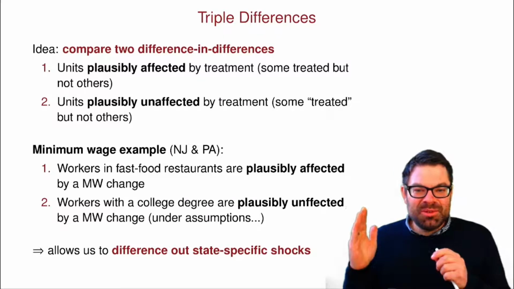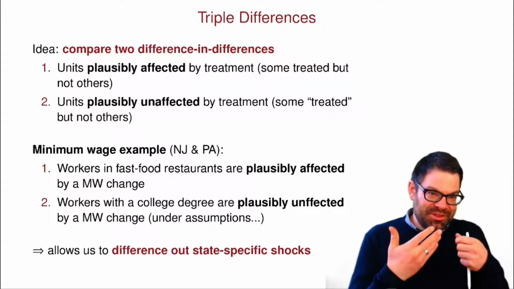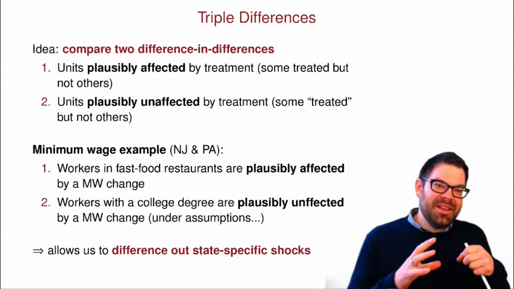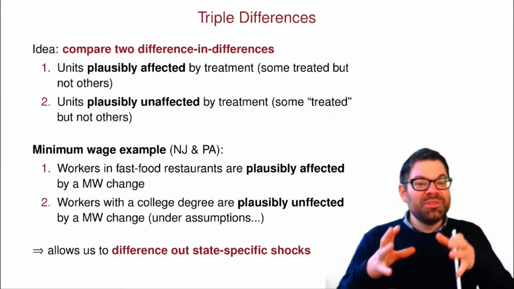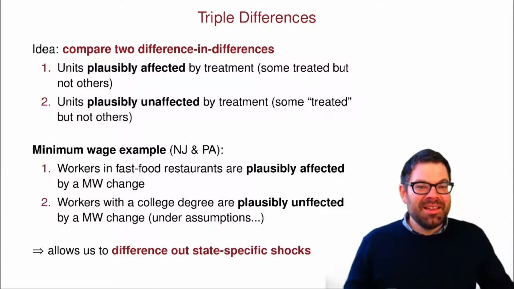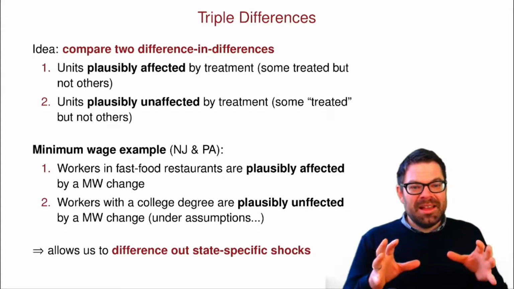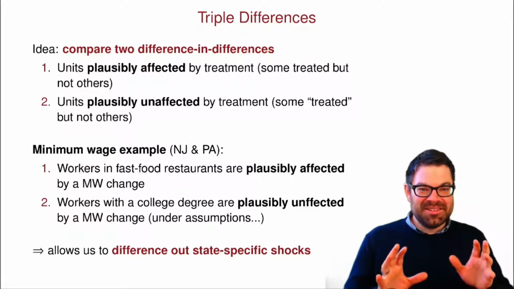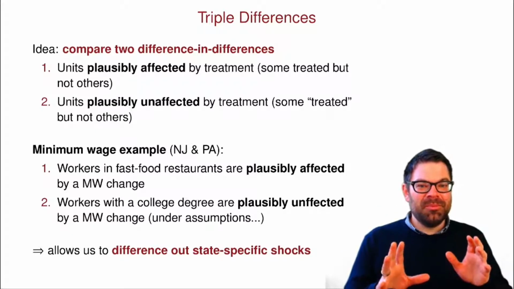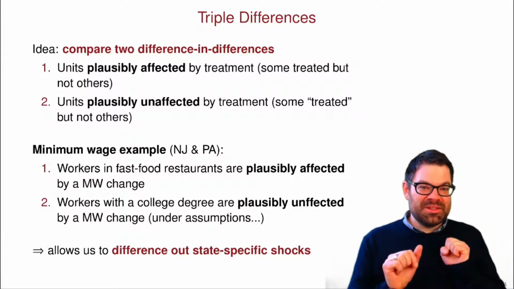Let's go back to the minimum wage example. So what you do here is, the third difference is basically a meta difference. It's the difference between two difference-in-difference estimates. So you do your diff-in-diff analysis for the group where you expect the effect to be there, and you do the same analysis for a group where you do not expect the effect to be there. And then take the difference between those two estimates.